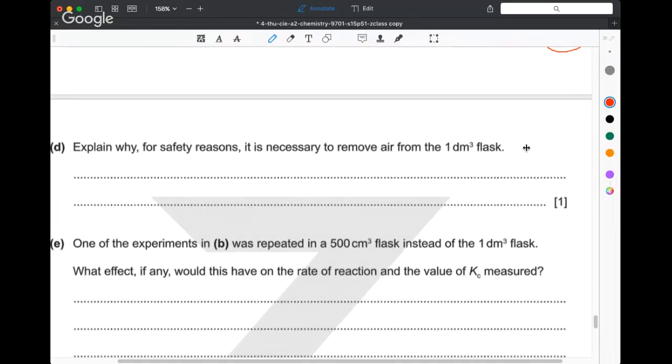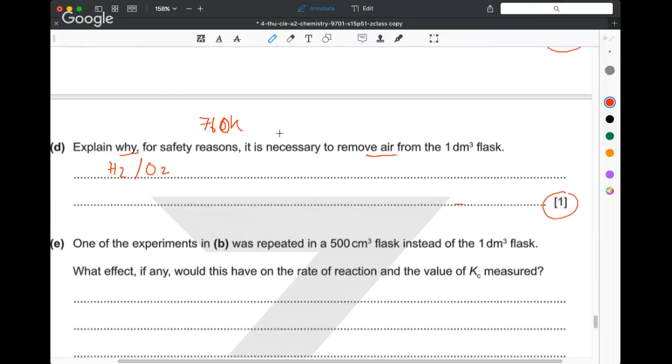All right, now, earlier on, it said that when this experiment was carried out, they removed air from the flask, and you've got to explain why for 1 mark. Well, you've got hydrogen in there, haven't you? And the iodine as well. And air, of course, is 21% oxygen. And you're doing this experiment at 760 Kelvin.